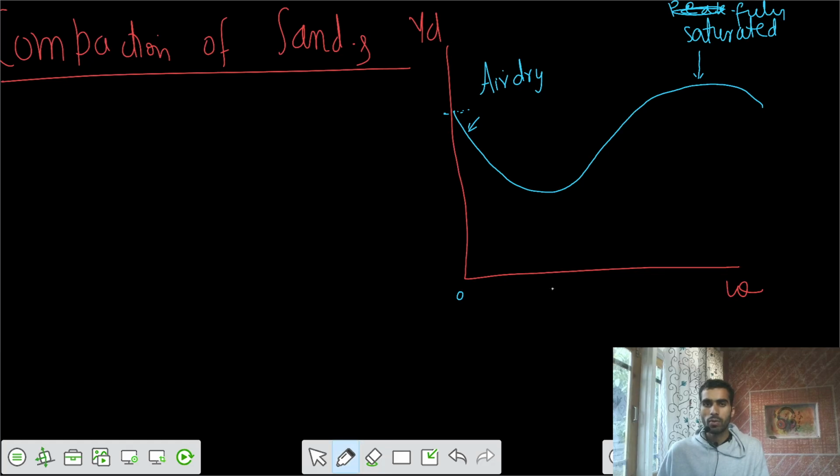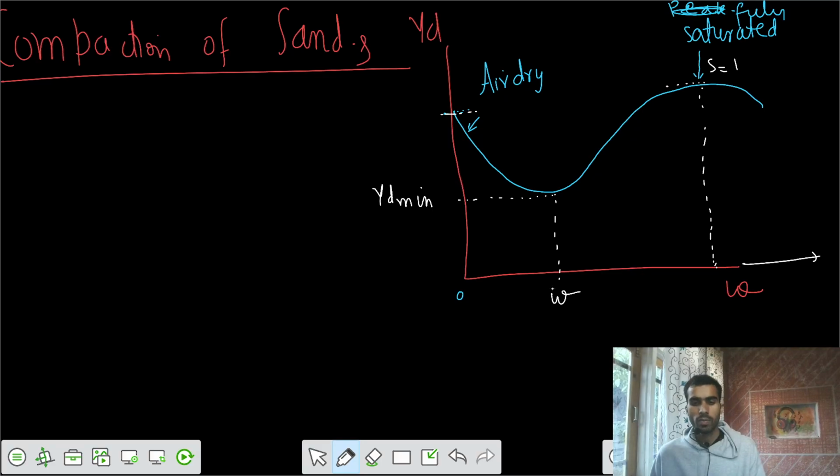We can have two different maximum values of density: one when water content is 0, and one when water content is such that the degree of saturation is 1. After that, when the degree of saturation is 1 and we keep increasing the water, gamma dry decreases again. From this curve we also see some minimum value of gamma dry, at some water content somewhere here. The water content here is 4 to 5%.